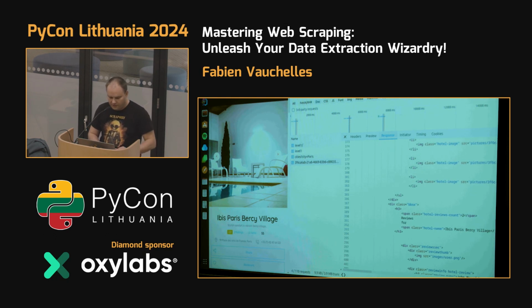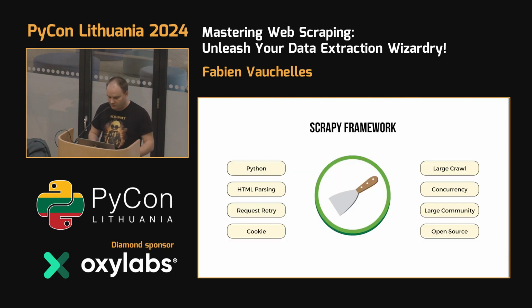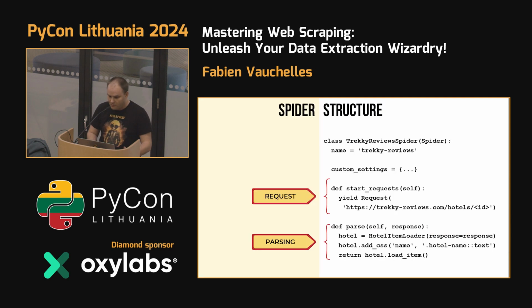Now I would like to introduce something already introduced this morning, the Scrapy framework. Scrapy is open source, it's a Python framework, and it manages everything: parsing, retrying requests, concurrency, the crawl, etc. And it's maintained by a large community. So how does it work? Scrapy runs spiders. Spiders start with a start request method, which defines the URL to scrape. And when we get the response, we can extract structured information, like the hotel name.